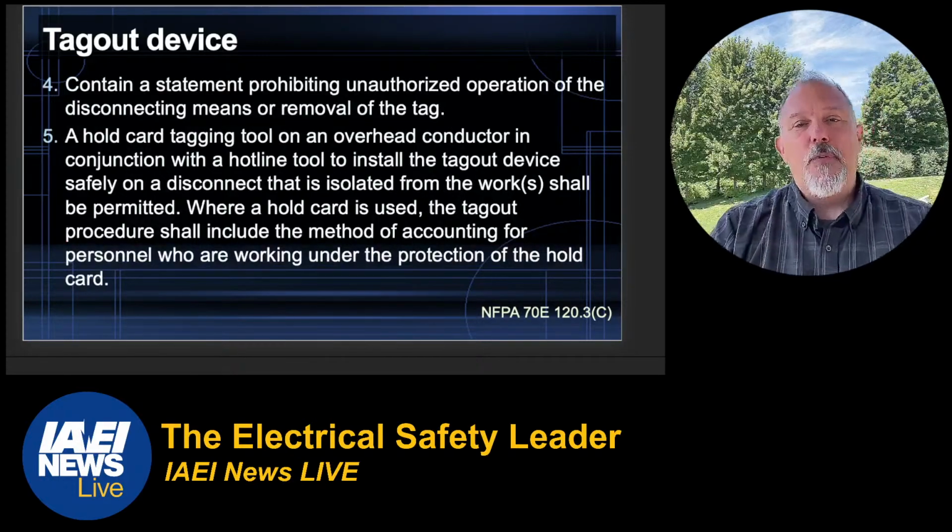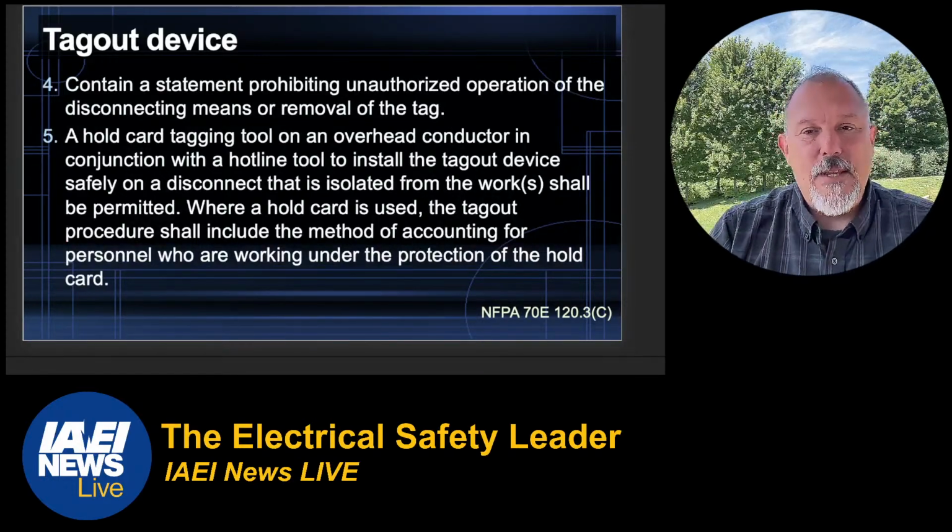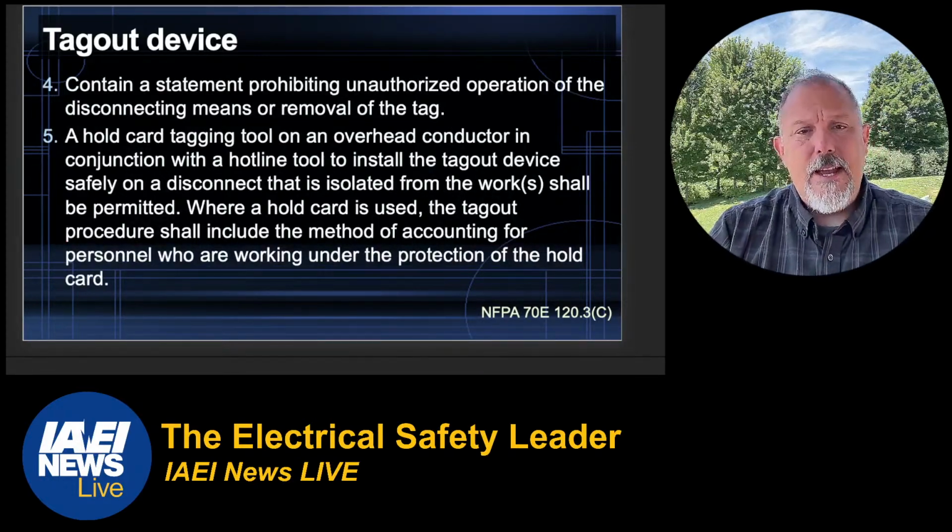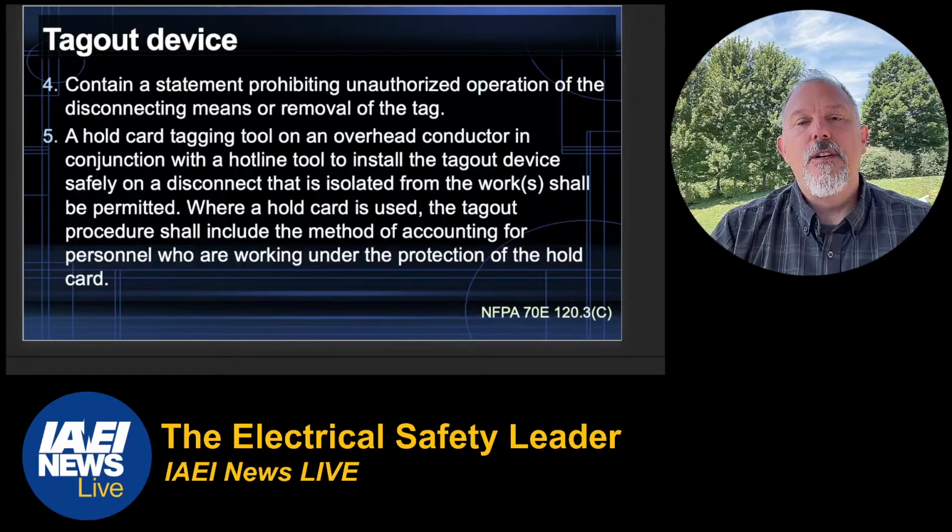They have to contain a statement prohibiting unauthorized operation of the disconnecting means or removal of the tag. A hold card tagging tool on an overhead conductor, in conjunction with a hotline tool to install the tagout device safely on a disconnect that is isolated from the work, shall be permitted. Where a hold card is used, the tagout procedure shall include the method of accounting for the personnel. So this is 70E 120.3(C).